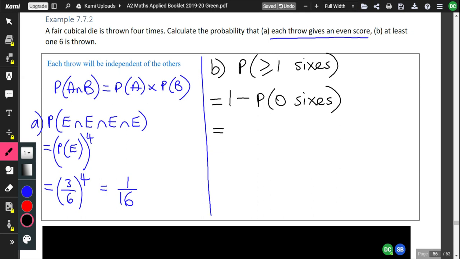Same as part A, each roll will be independent, so we can simply multiply each probability by itself. So not getting a 6 on the first throw is 5/6, and on the second throw, again 5/6, 5/6 on the third, 5/6 on the fourth. Again, we can times them by themselves because we know these rolls are going to be independent of each other. So that turns out to be 671/1296.